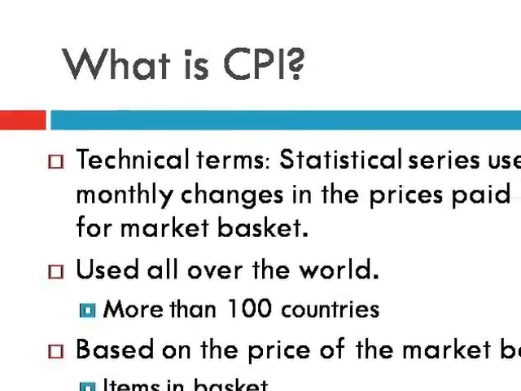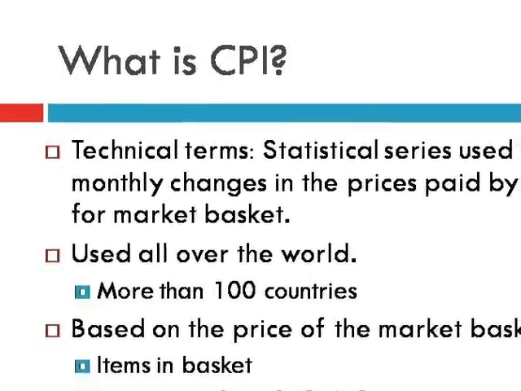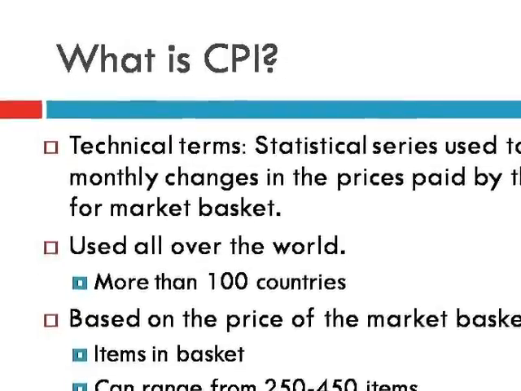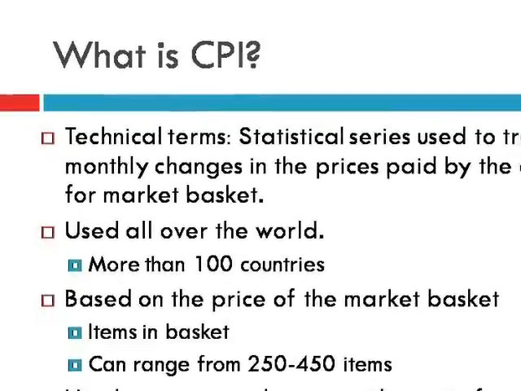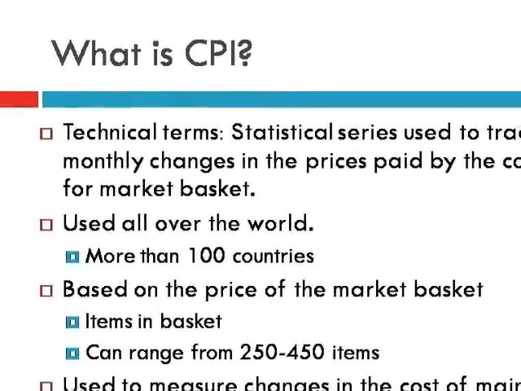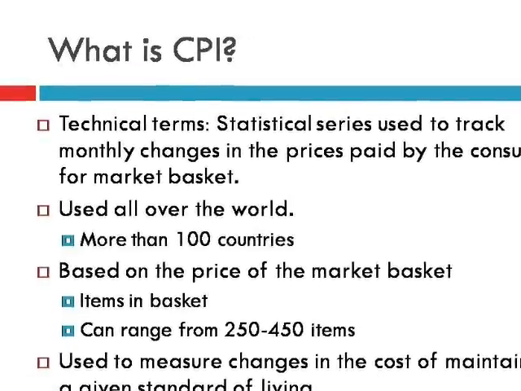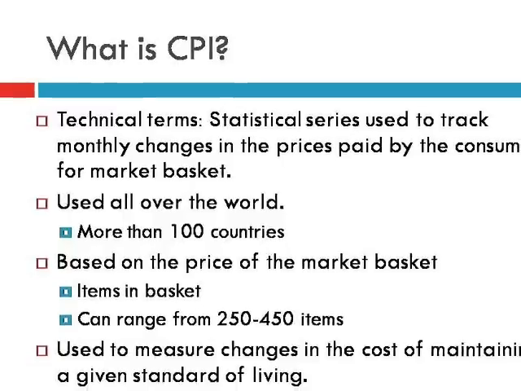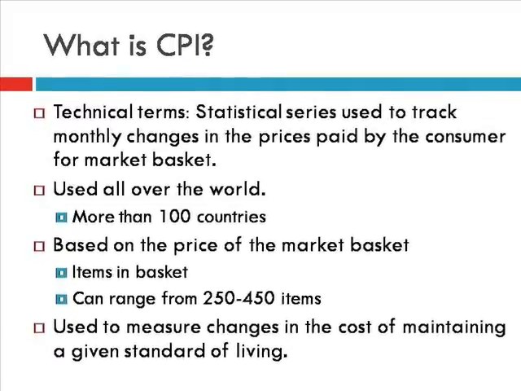Some items that are included in the basket include food and beverages, housing, apparel, transportation, medical care, recreation, education, and communication, and other goods and services. There can be 250 to 450 items that are used to measure changes in the cost of maintaining a given standard of living.